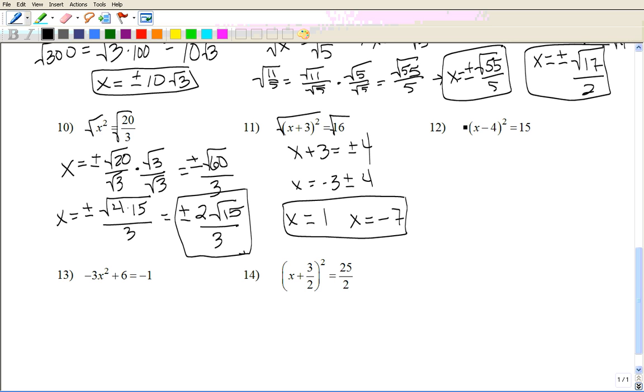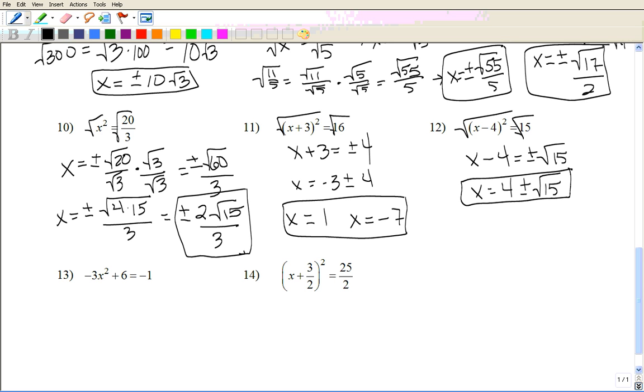Okay, number 12, I'll take, again, the (x - 4) is all squared, so we can take the square root of both sides. So we'll get x - 4 equals this positive or negative square root of 15. Then if I add 4 to both sides to solve for x, the square root of 15 cannot be simplified anymore. So therefore the answer is x equals 4 plus or minus the square root of 15.